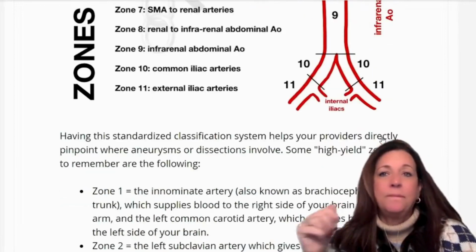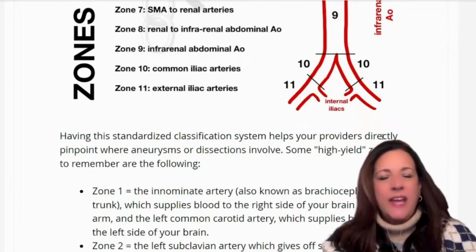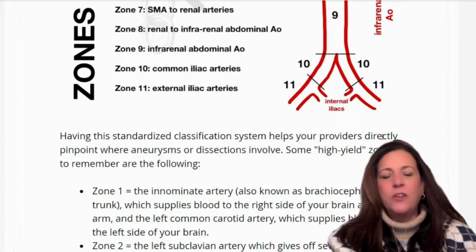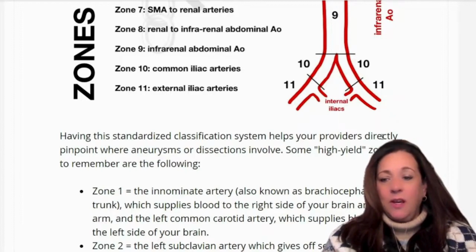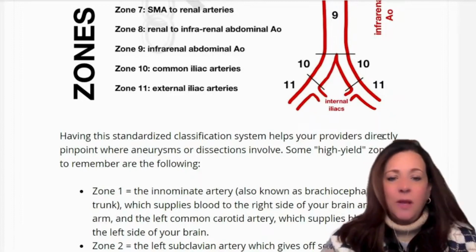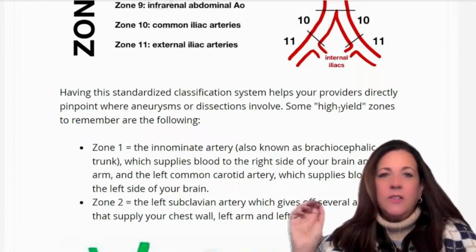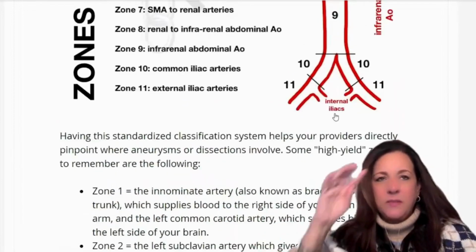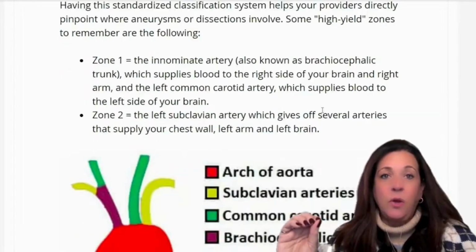Okay, you find that. But the key here is having this standardized classification system actually helps your providers directly pinpoint where the aneurysms or the dissections are and what they involve. Some high yield zones to remember are the following. Zone 1, which we already mentioned, this is a high yield zone.